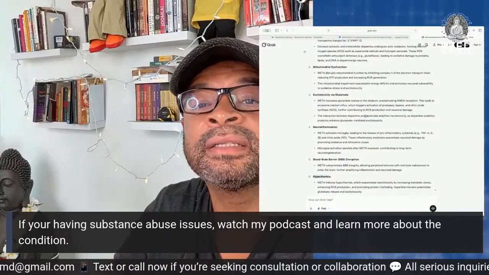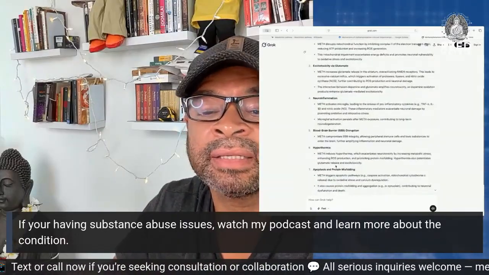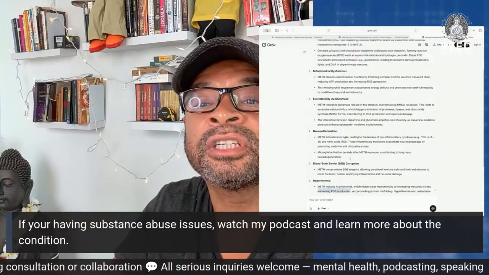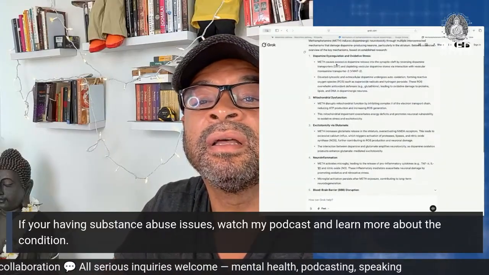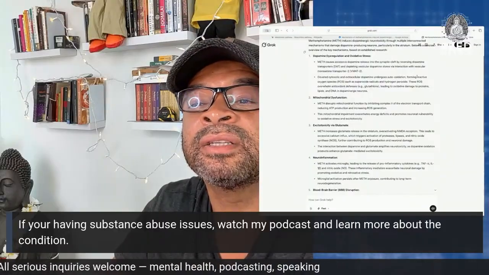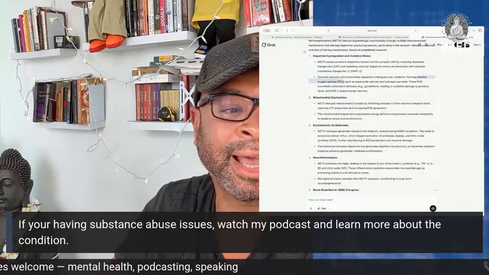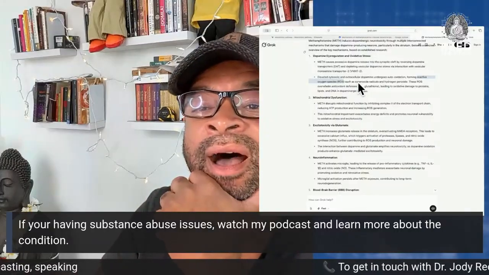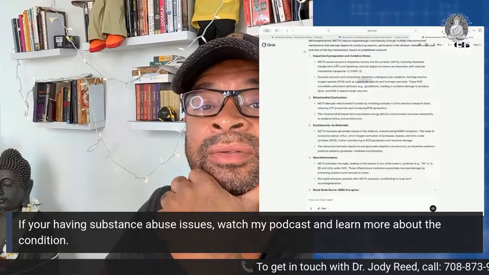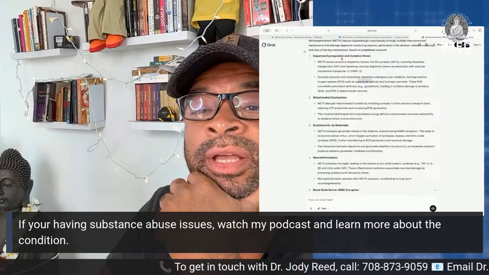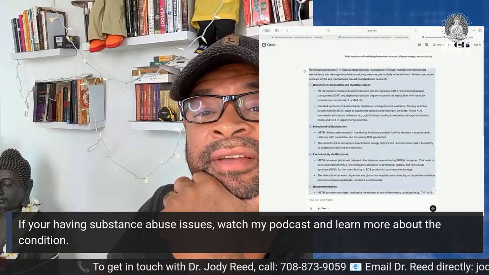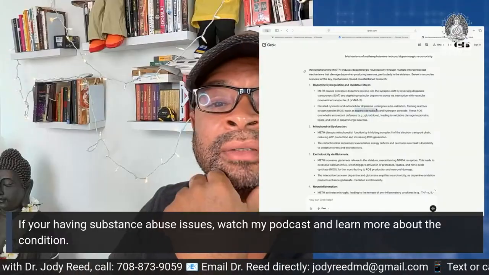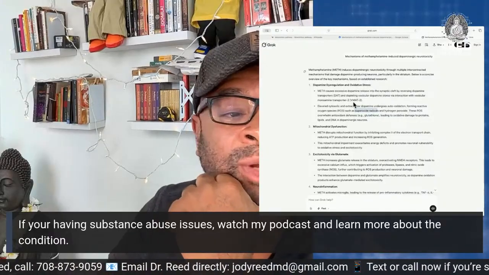Okay, and then let's see. This ROS here is enhancing ROS production. ROS is reactive oxygen species, those oxide radicals. So dopamine dysregulation. Wow. So methamphetamines produce basically superoxide radicals that result in dysregulation of dopamine.